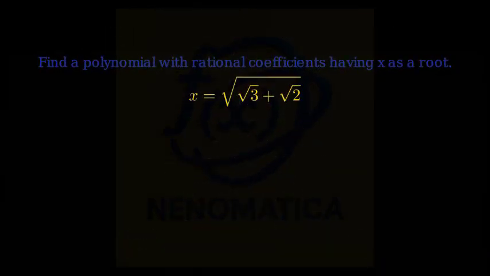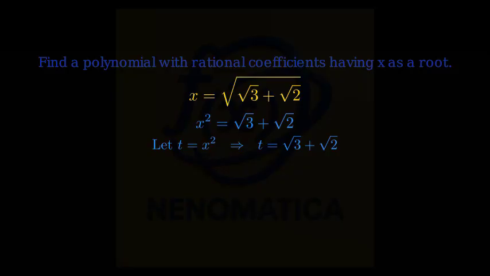Let's write the target number and the goal on screen. Step 1. Square both sides to remove the outer square root. That gives x squared equals square root of 3 plus square root of 2. To keep work tidy, set t equal to x squared.